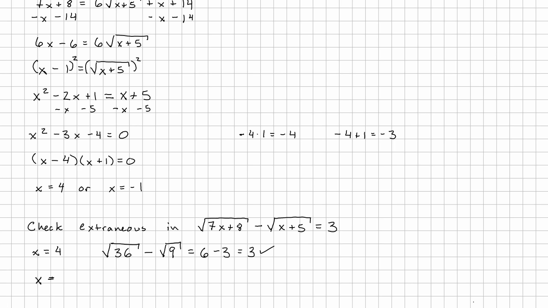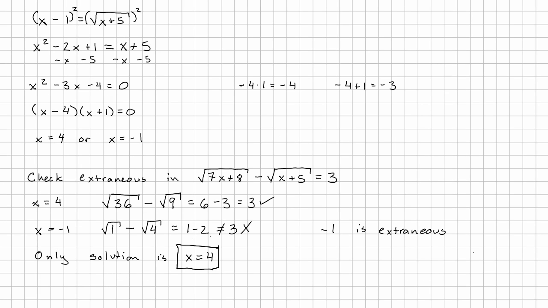When x is negative 1, I have, let's see, negative 7 plus 8, so square root of 1, minus negative 1 plus 5 is 4, so that's 1 minus 2, which is not 3. Right? So negative 1 is extraneous. My only true solution is x equals 4.